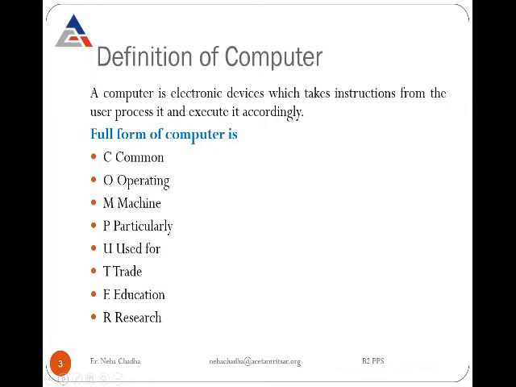A computer is an electronic device which takes instruction from the user, processes it, and executes it accordingly. That means whatsoever instruction is provided by the user, the computer will give you output accordingly. The full form of computer is: C stands for common, O for operating, M for machine, P for particularly, U for useful, T for trade, E for education and entertainment, R for research.